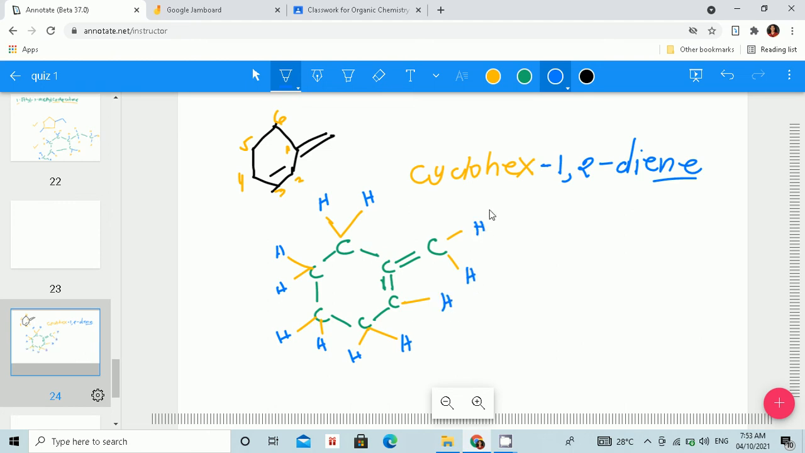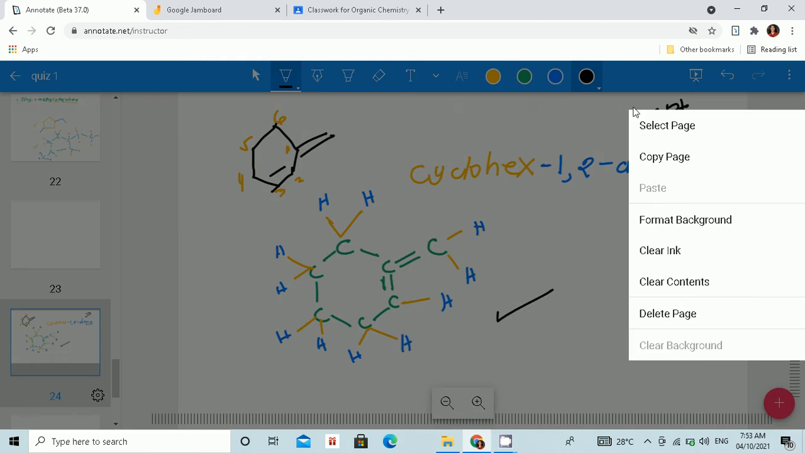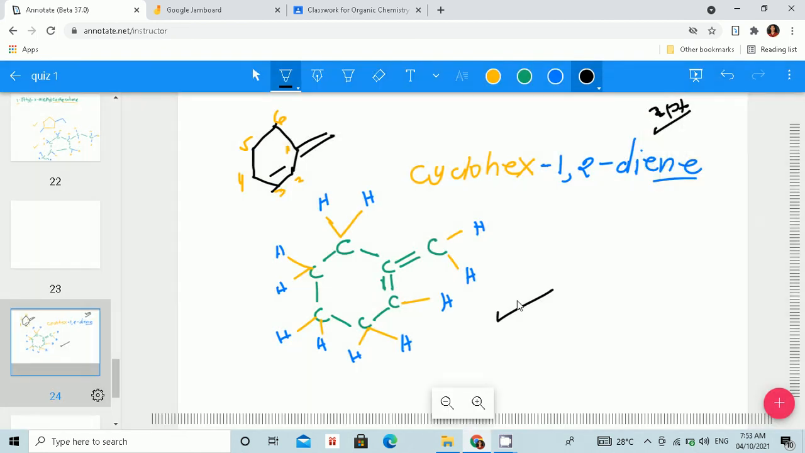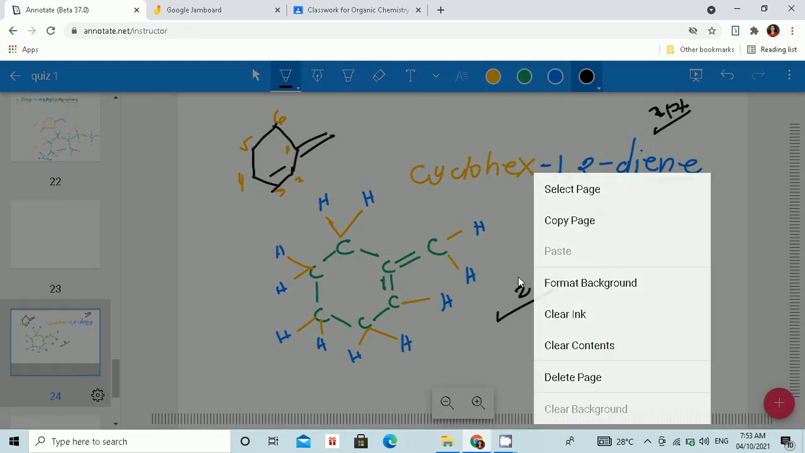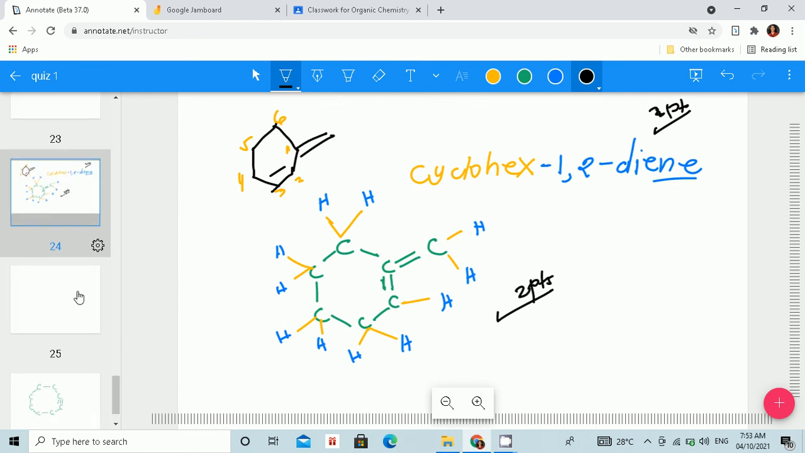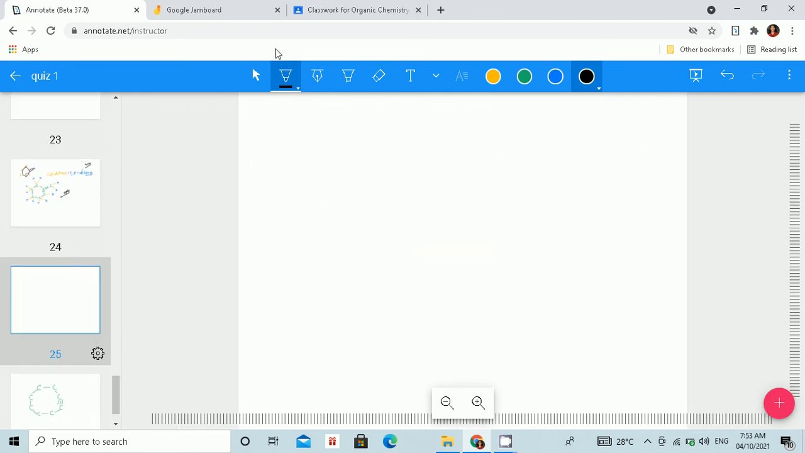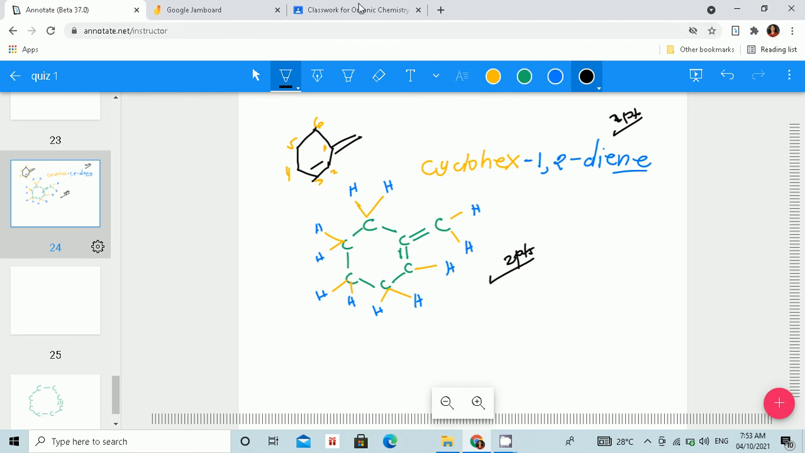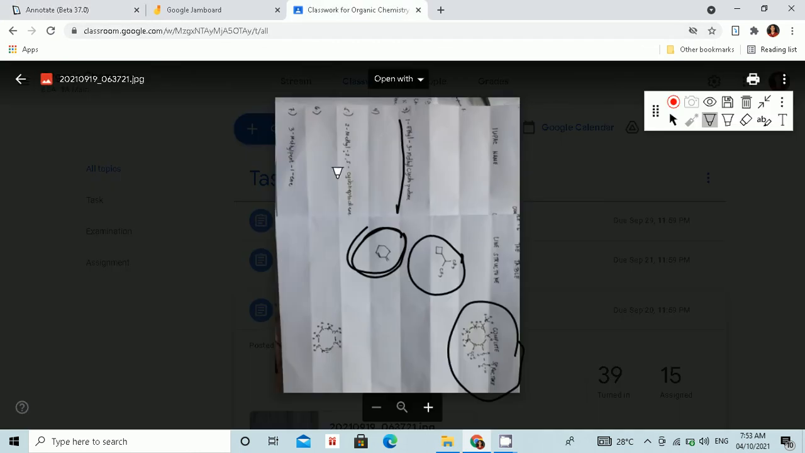So this is our cyclohex-1,2-diene. Okay, 2 points, and we have 2 points too. Now let's go to number five.